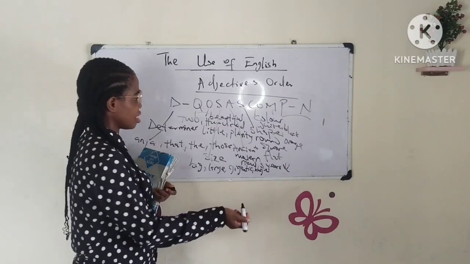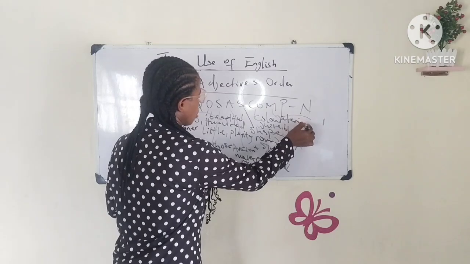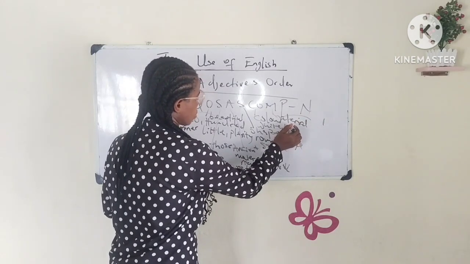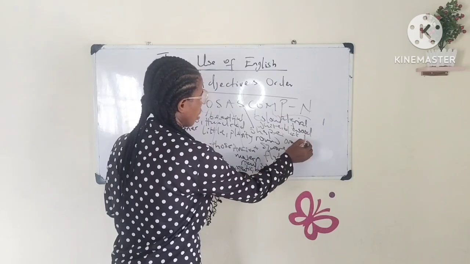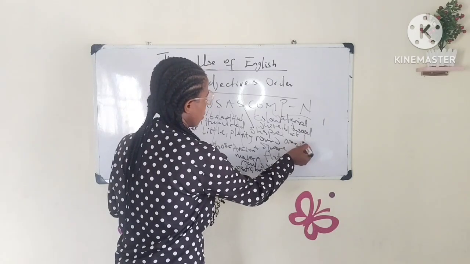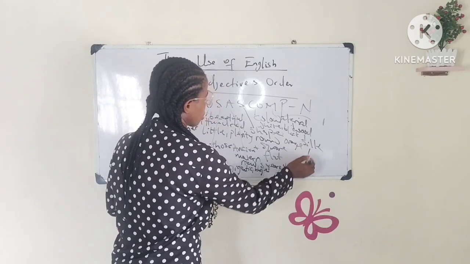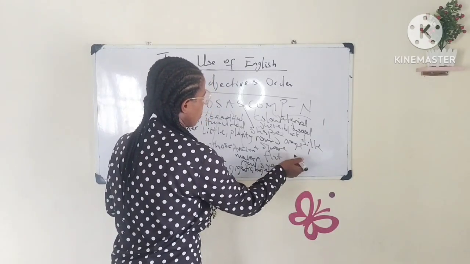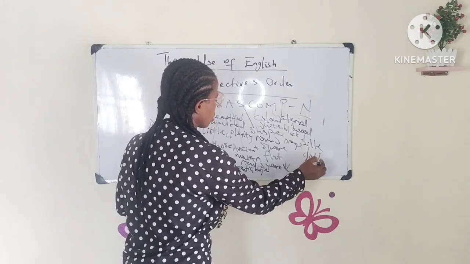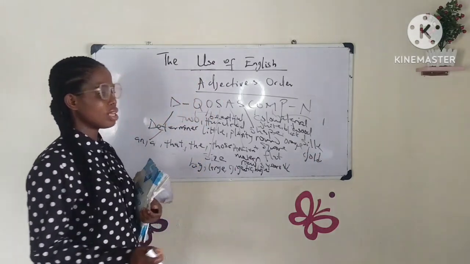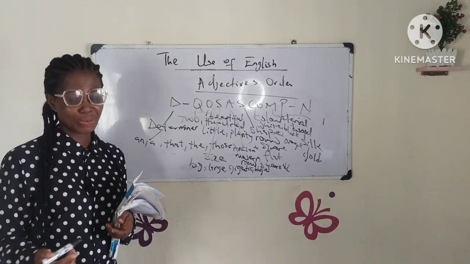Okay, examples of material are wood, silk, gold, etc. Okay, what is the thing made from? What is it made from? Now, after material, what do we have next?